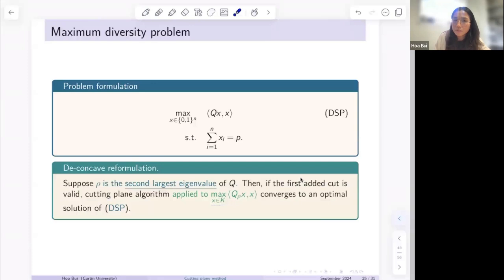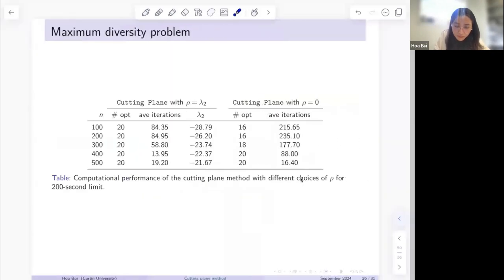So instead of applying to DSP with rho equals 0, we reformulate one more time to get a smaller rho, and then we have a stronger cut. When we apply rho as the second largest eigenvalue, we have a smaller rho. For the cutting plane without reformulation, rho is 0. Applied after reformulation, rho is negative, so it's a smaller rho. Then we can see fewer iterations and faster convergence, so we can solve all of these instances quicker.